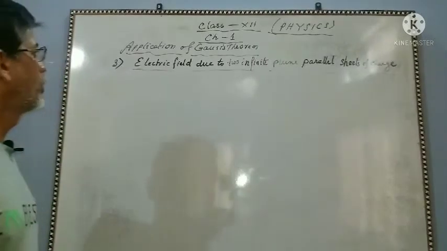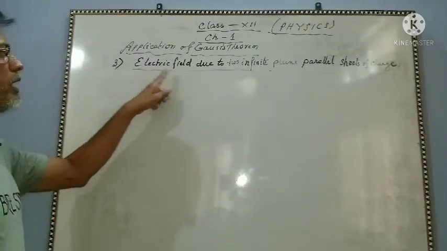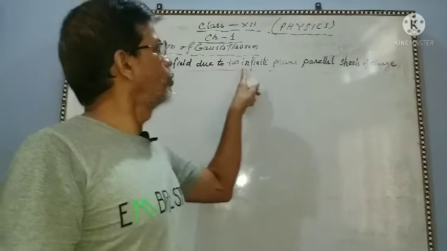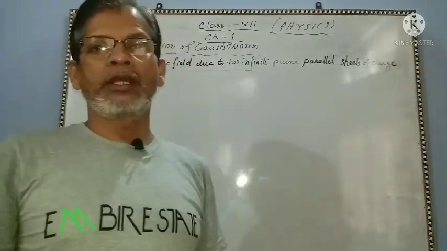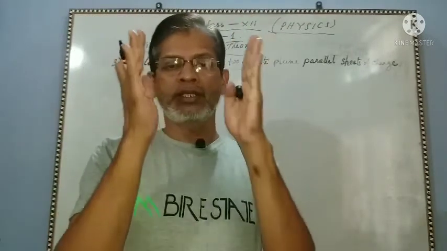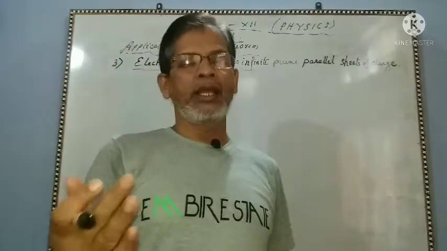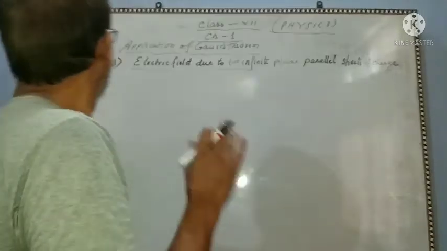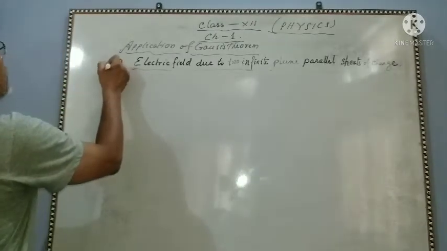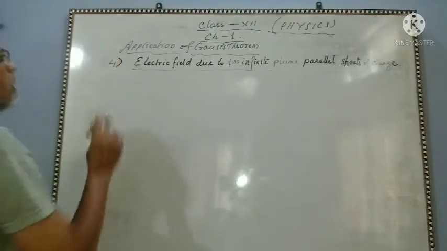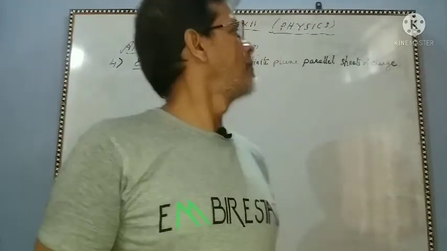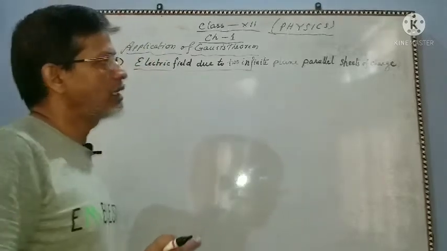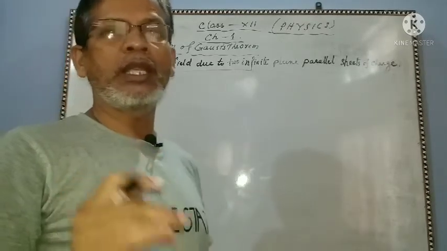Today we are discussing the electric field due to two infinite plane parallel sheets of charge. Earlier we studied one plane sheet of charge. Now there are two plane parallel sheets of charge. Then what will be the electric field?